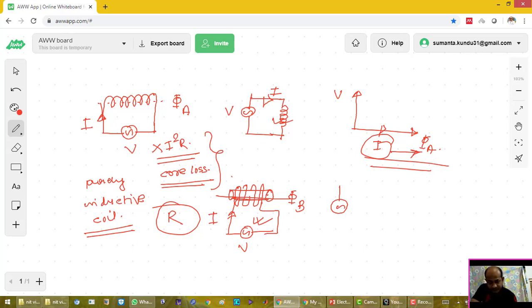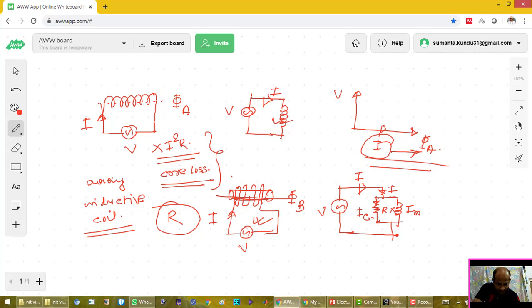This is my AC voltage source. Apart from the inductive reactance, there also exists a resistance to represent the core loss, similar to the parallel shunt branch in the transformer equivalent circuit. So this is my R, this is my X, this is my IM, and this is my IC.